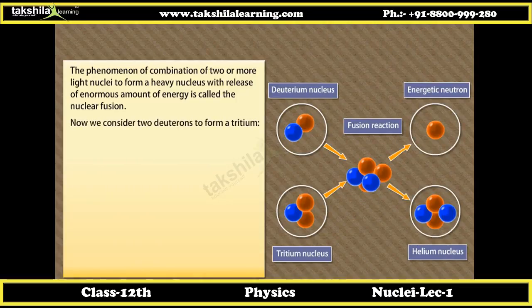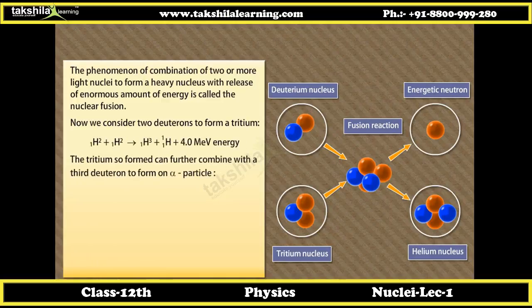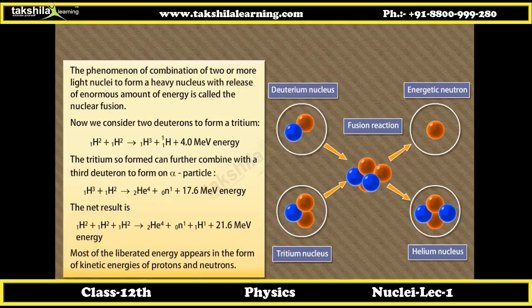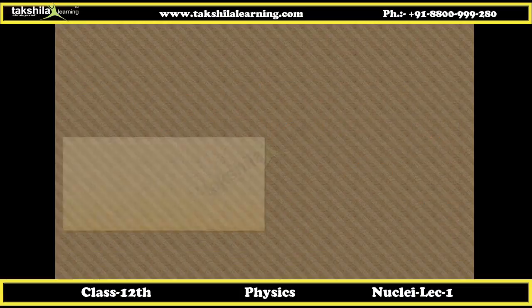Now we consider two deuterons to form a tritium. The tritium so formed can further combine with the third deuteron to form an alpha particle. The net result is, most of the liberated energy appears in the form of kinetic energies of protons and neutrons.